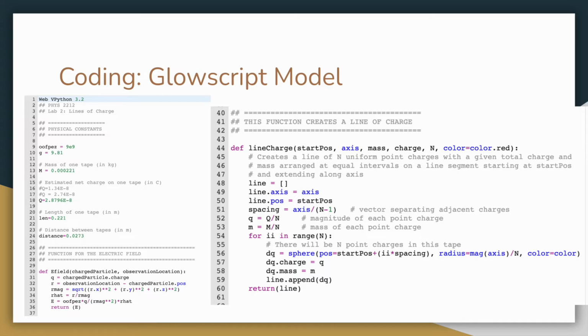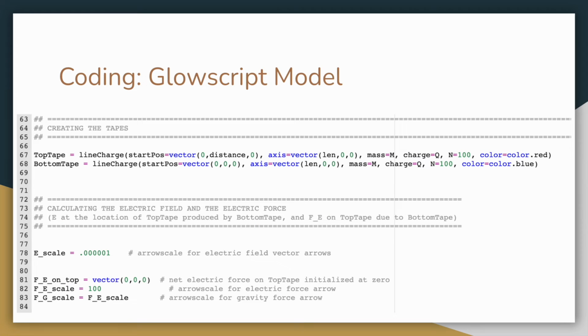As you can see, I first initialized the constants and the properties of tape B that are relevant to this model. I then used the following lines of code on the bottom left side of the screen and on the right side of the screen to first initialize a function for an electric field, and then to define the function for the line charge to ensure that each piece of tape was modeled as a line charge broken up into n segments. In this case, I set n equal to 100.